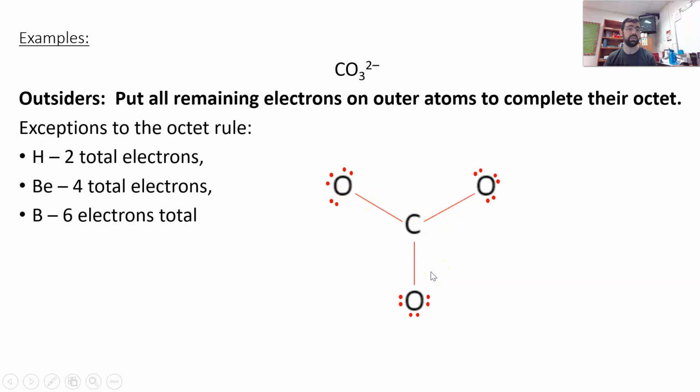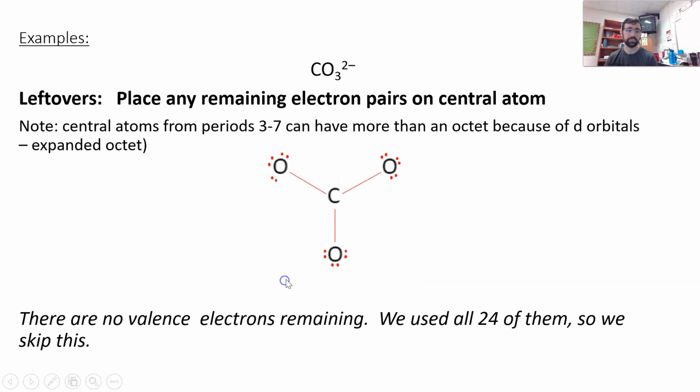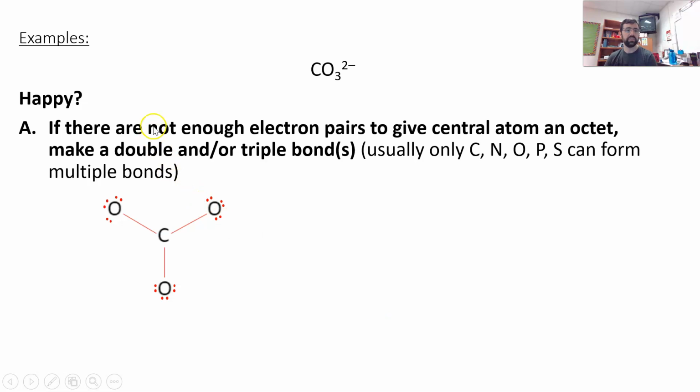I only have 24 electrons to work with. So the leftovers step doesn't really apply because we used all 24. If we had leftovers, they'd go on the central atom, but there are no valence electrons remaining. We used all 24. We're going to skip this step. If there are not enough electron pairs to give the central atom an octet, we're going to make double and or triple bonds. Usually this can only happen between carbon, nitrogen, oxygen, phosphorus, and sulfur.